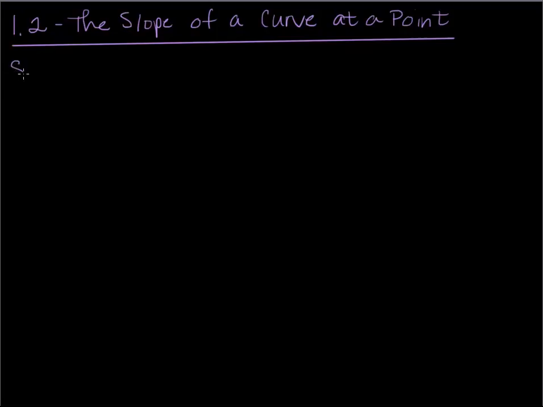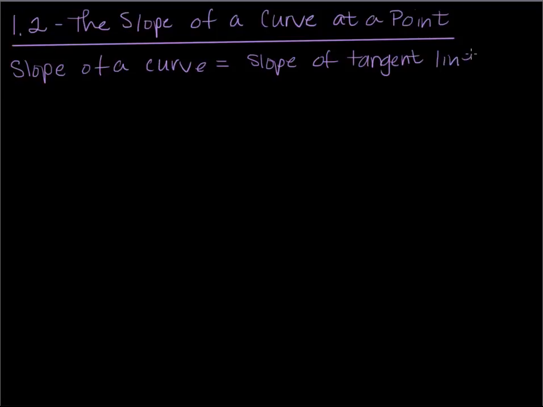We know that the slope of a curve at a point is equal to the slope of the tangent line at that point. Remember what slope is: just rate of change. How fast is something increasing or decreasing? And of course, these are at the point.